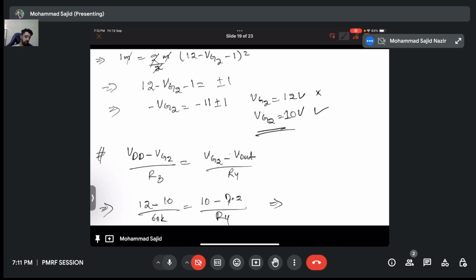So this is 2 by 60K, multiplied by R4, is equivalent to 10 minus 7.2, which is 2.8. Therefore R4 comes out to be 2.8 multiplied by 60, which is 1.4 times 60, so it comes out to be 84. This is how we find R4.